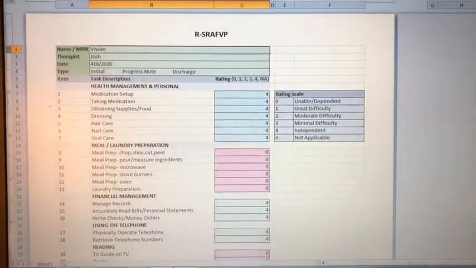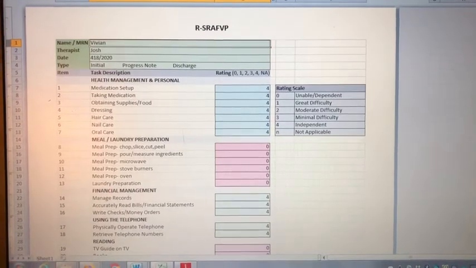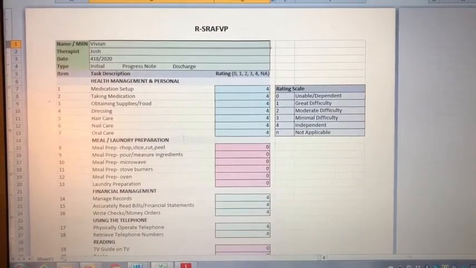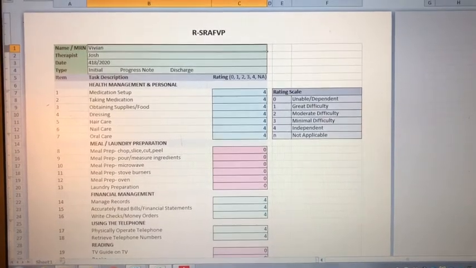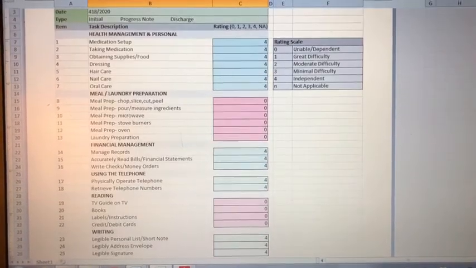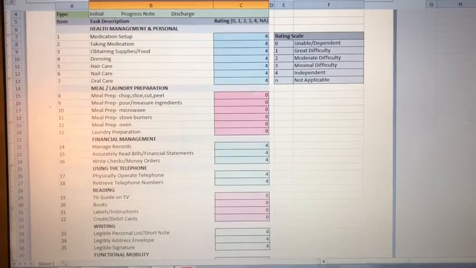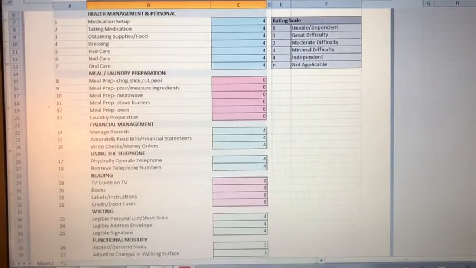When we plug these values into the pre-programmed Excel spreadsheet, we can see that areas with values of 2 points or less are highlighted in red. These are the occupational categories most affected by low vision impairment. Interventions should prioritize treatment in these areas.